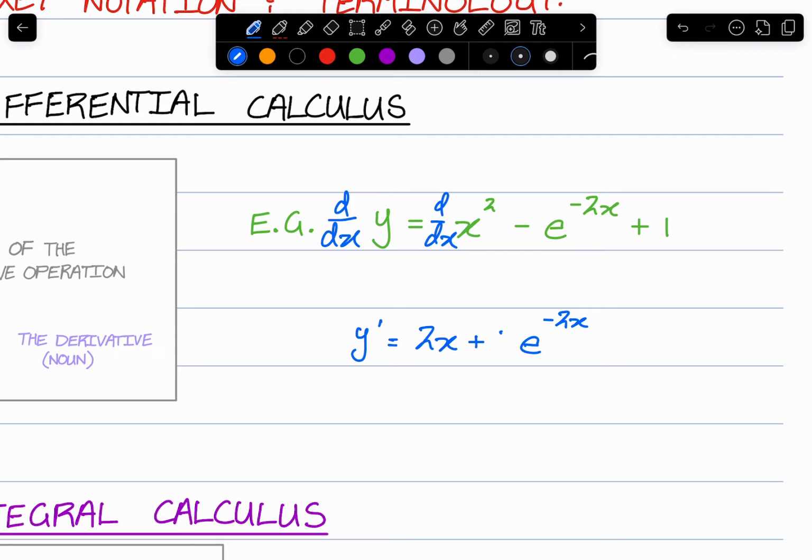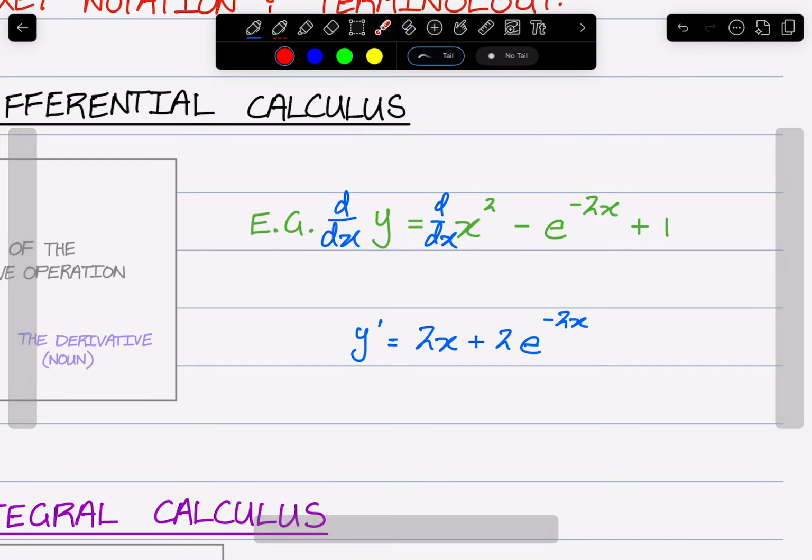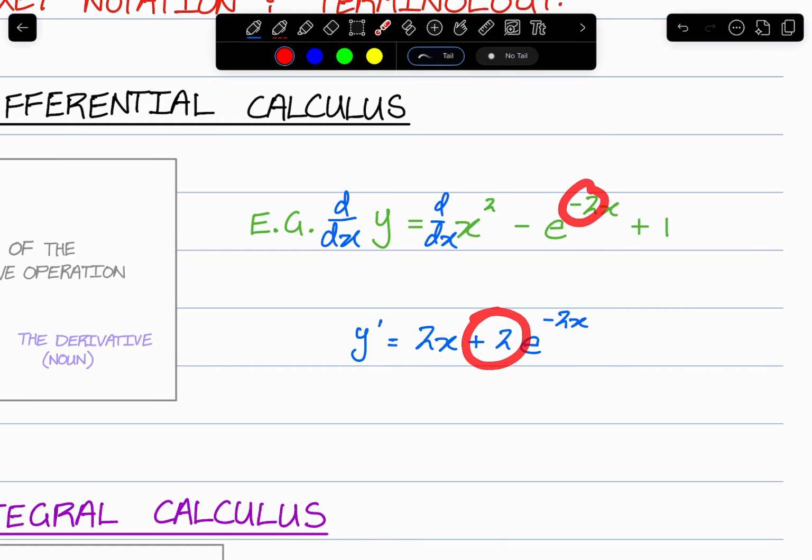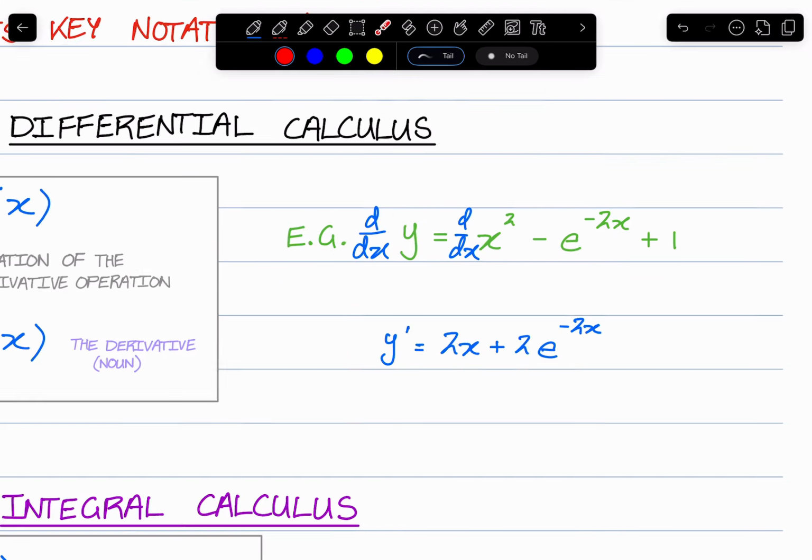So, because we are taking the derivative of -2x and multiplying it with that negative, we get this expression, and the derivative of constants gives us 0.